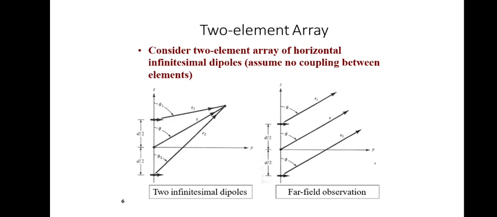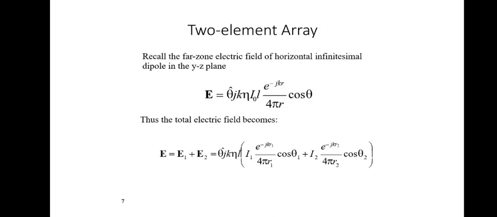Therefore d by 2 from the center of the coordinate to the first element, and from the center of the coordinate to the second element is also d by 2. With respect to that, the phases will be there: one is theta 1 and the other is theta 2. Here, for the far field observation, we take r distance from the point source. Then we take the far field observation and look at the radiation pattern, the radiation field, which is the electric field. So we take a two element array example.